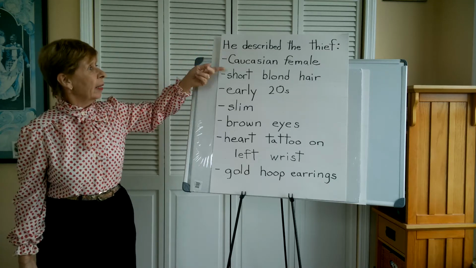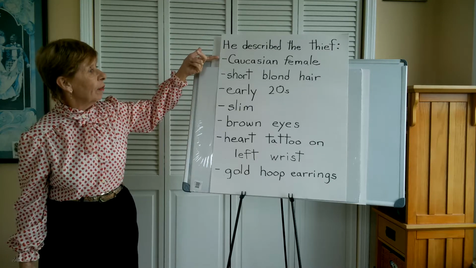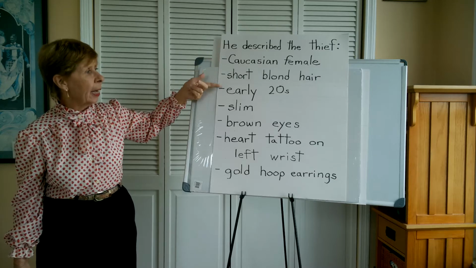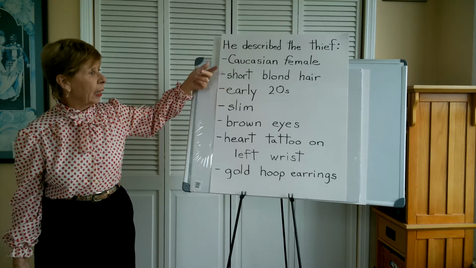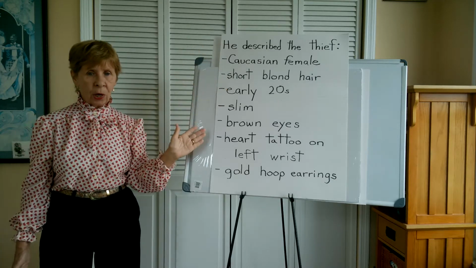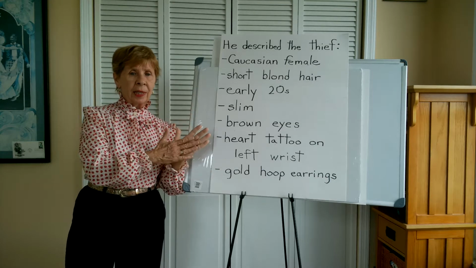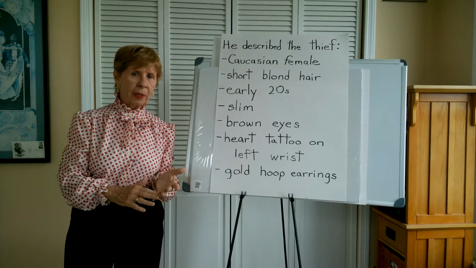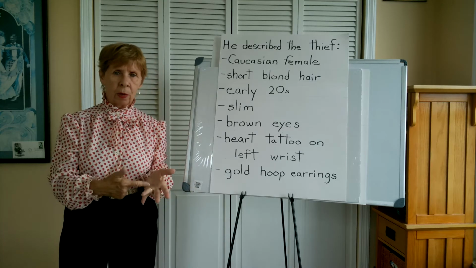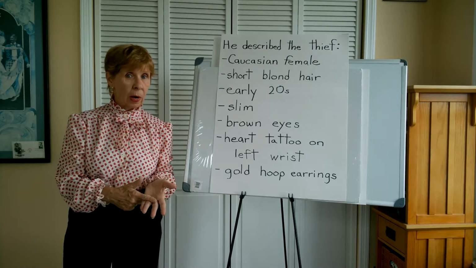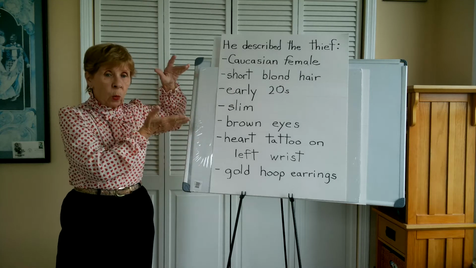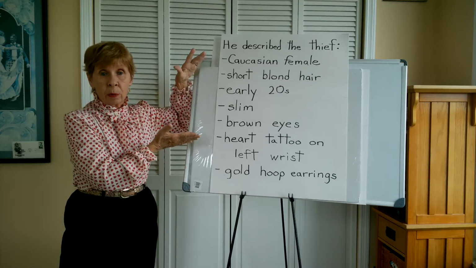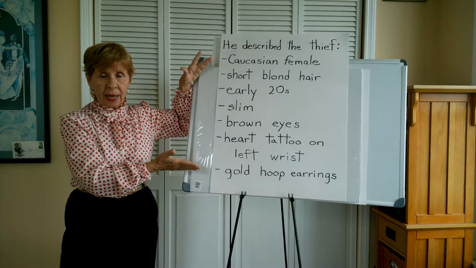A witness said that the thief was a Caucasian female. She had short blonde hair. She was in her early 20s, she was slim, and so on. Please note that this is not the entire police report. You're also probably going to have a victim statement, your own investigation, and so on. A list is one convenient part of a report if you have a lot of facts.